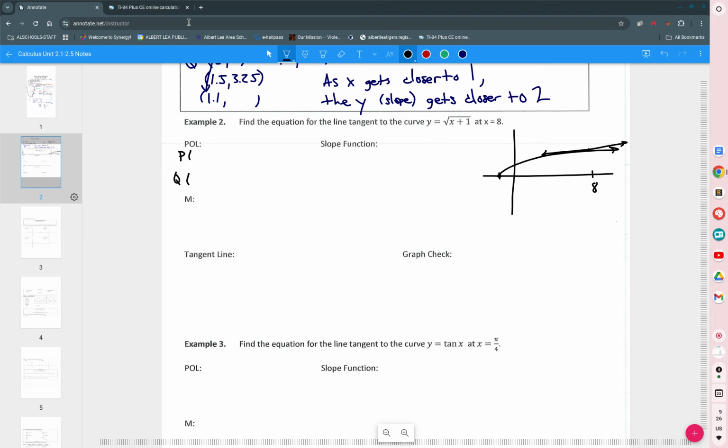Very simply here, what we're going to do is identify 2 points. Our first point, P, is going to be an x value of 8. What is the y value? 3. How'd you get that? You plugged 8 into the function and it produced 3 for you. Very good.